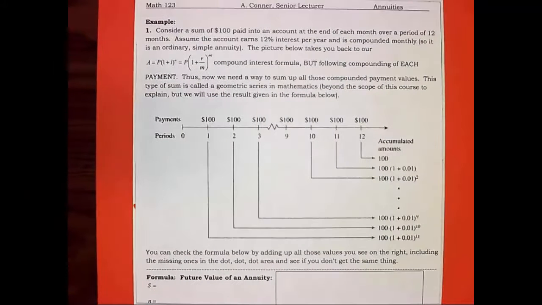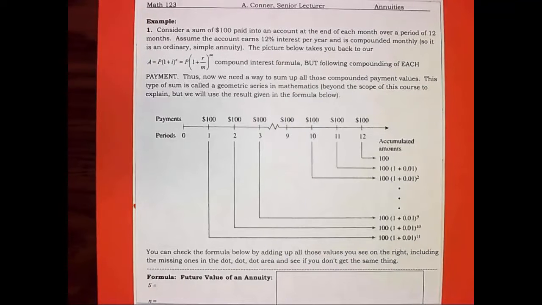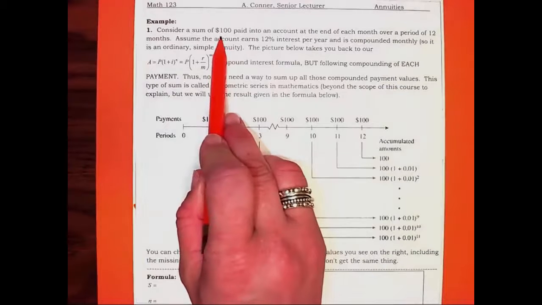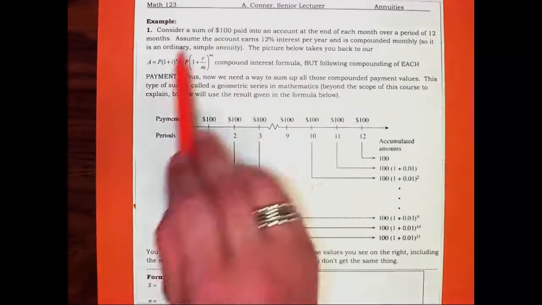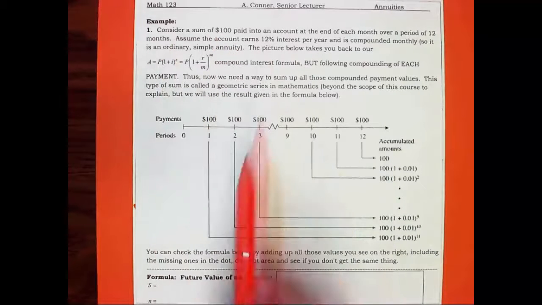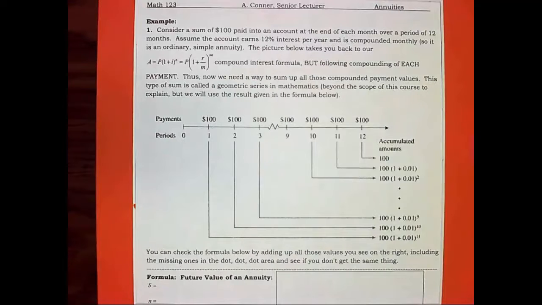As I mentioned before, still thinking of this idea of compounding, but now we're making payments. So every payment we make is going to go through its own little compounding cycle. So we're going to consider a sum in example 1 of $100 paid into an account at the end of each month over a period of 12 months. And we're going to assume that this account earns 12% interest so that we can keep things very, very simple, and also compounded monthly. So it is an ordinary simple annuity.